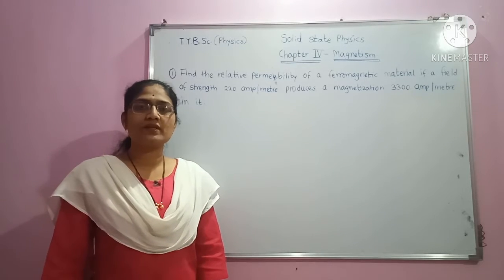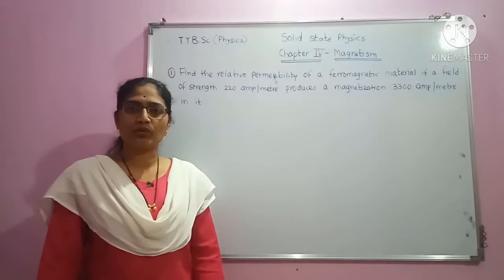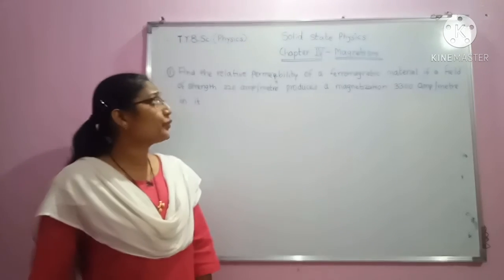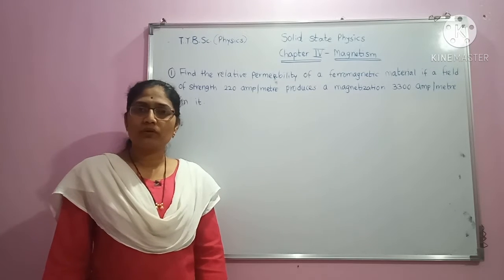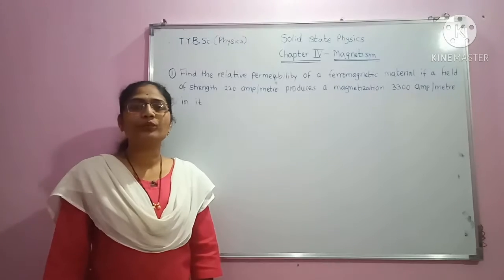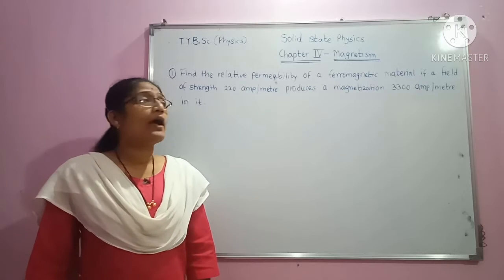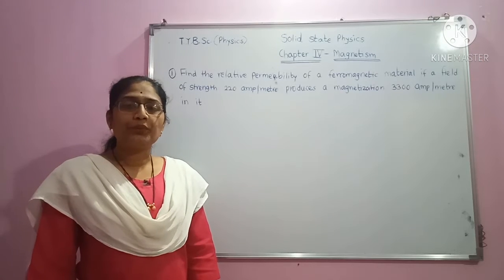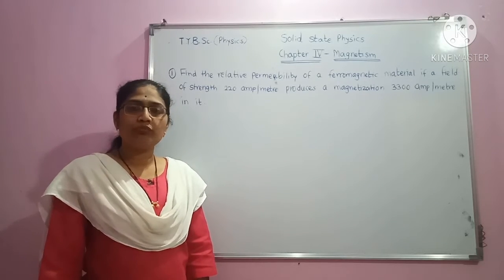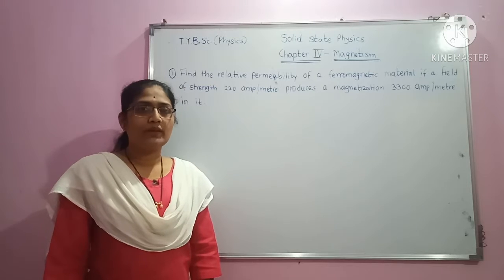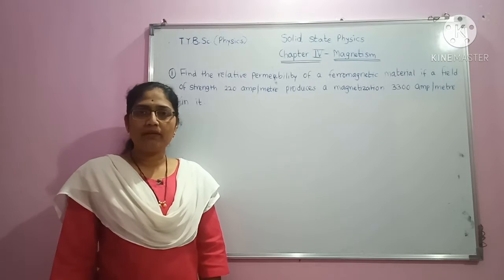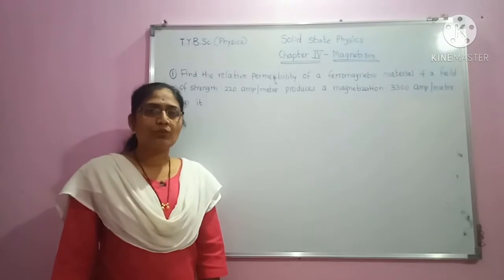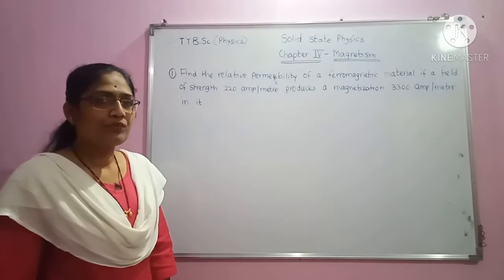We have started our syllabus related to TYBSc solid state physics, and in that we have started our chapter number 4, that is magnetism. We have covered various points related to magnetic materials and their properties, and today we are going to solve a few examples based on the magnetic properties of the materials, that is susceptibility and relative permeability. So let's start to solve our first example.